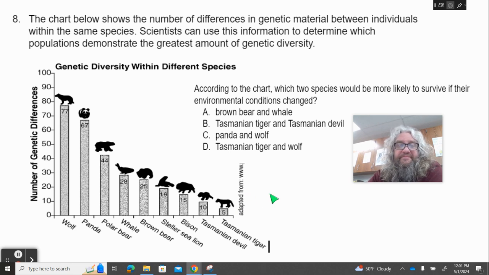Number 8, the chart below shows the number of differences in genetic material between individuals within the same species. Scientists can use this information to determine which populations demonstrate the greatest amount of genetic diversity. According to the chart, which two species would be more likely to survive if their environmental conditions changed? Would be A, the brown bear and the whale, B, the Tasmanian tiger and the Tasmanian devil, C, the panda and the wolf, or D, the Tasmanian tiger and the wolf.